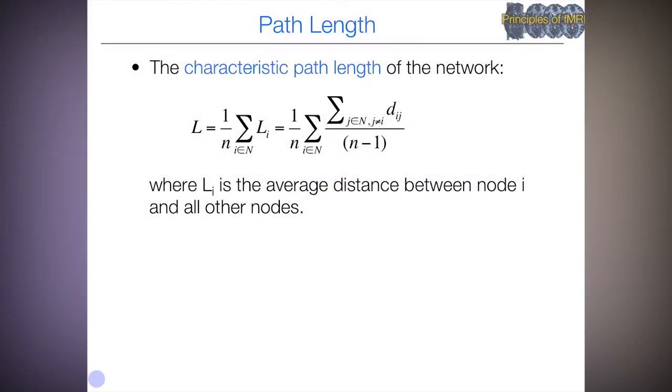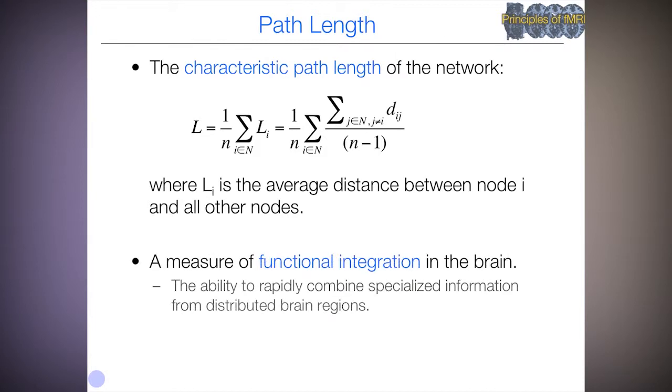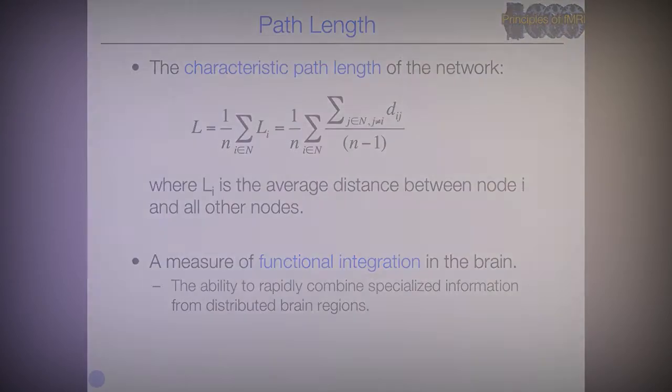Another network metric that we often use is the characteristic path length of the network, where Li is the average distance between node i and all other nodes. So this is basically the average of the average distance between node i and all other nodes. This is a measure of functional integration in the brain. So this represents the ability to rapidly combine specialized information from distributed brain regions.